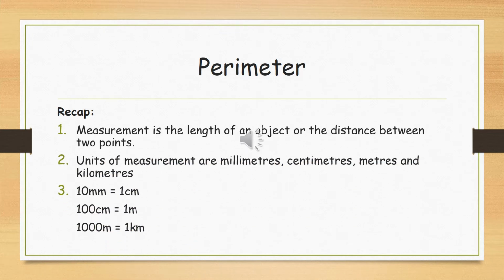Before we start with what perimeter is, let's recap a little bit about measurement. Measurement is the length of an object or distance between 2 points. The units of measurement are millimeters, centimeters, meters, and kilometers. 10 millimeters equals 1 centimeter, 100 centimeters equals 1 meter, and 1,000 meters equals 1 kilometer.